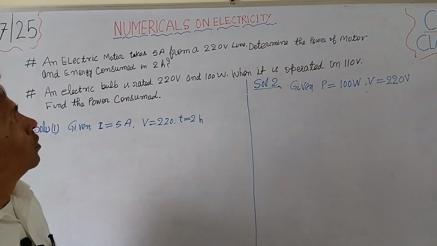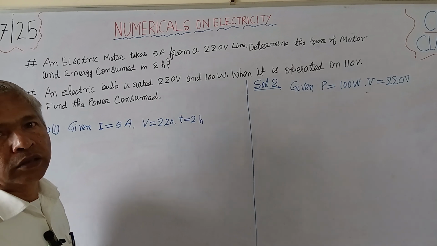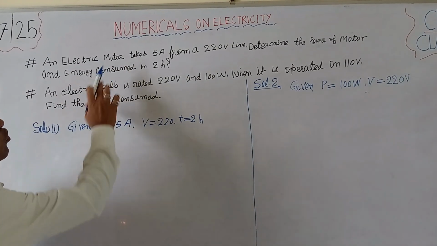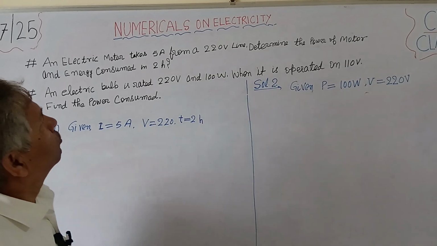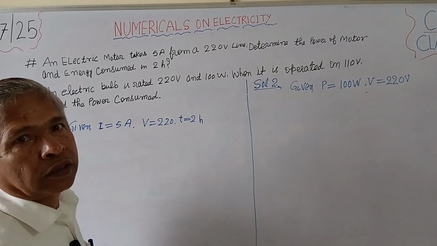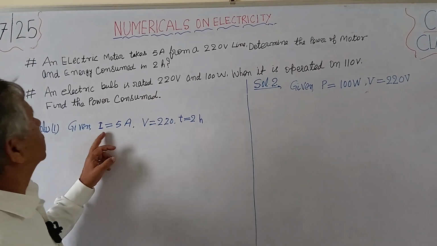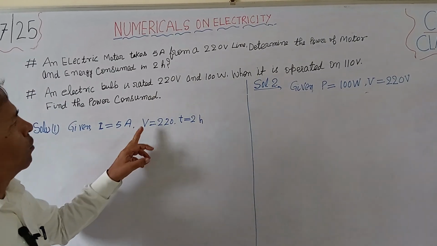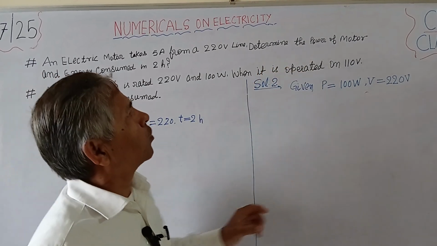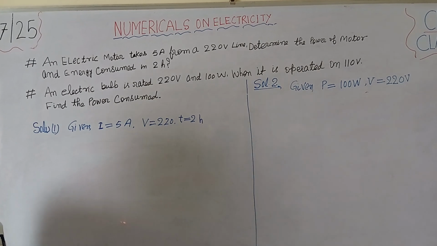Today we will see numericals on electricity. Now the first numerical is an electric motor takes 5 ampere from a 220 volt line. That means the current drawn by the motor is 5 ampere, voltage is 220 volt. Now determine the power of the motor and the energy consumed in 2 hours.